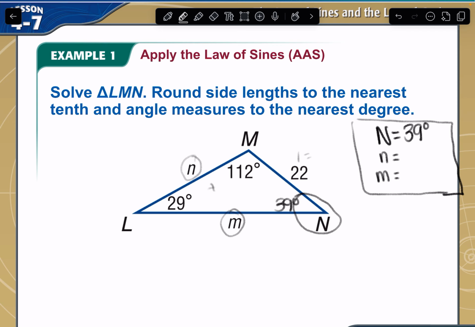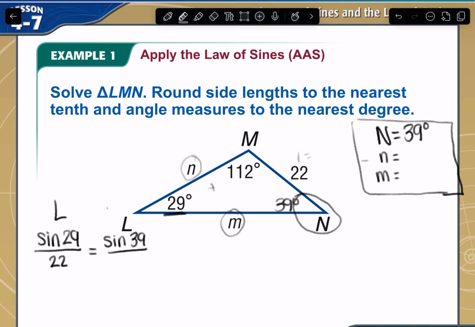The way that I'm going to set this up is using L as kind of my basis. So I would have sine of my angle L, which is 29, over my side length of L, which is 22. My law of sine formula is really just sine of the angle measure over that same side length is equal to sine of another angle measure over the side length. It really doesn't matter which one you start with. I'm going to start with N just because that's what I wrote next over here. So I know that I have sine of 39 for n.